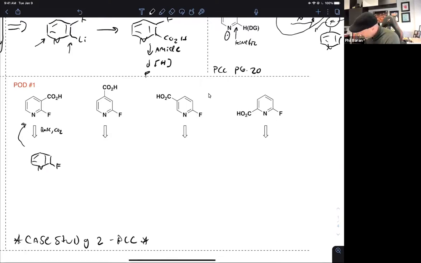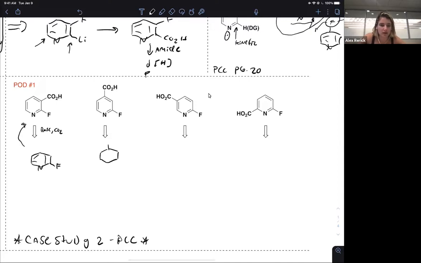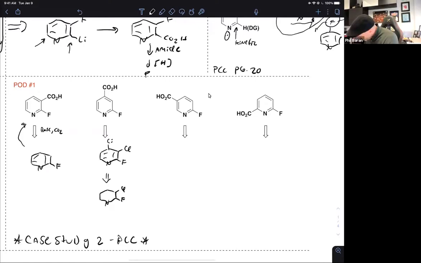All right, good, good. Now what do I do about this next one? So that one, I guess if you can block the 3 position, throw a chlorine on there, and then you can do your directed lithiation and then you can get rid of that chlorine. And you already taught us how to make the chloro. Mm-hmm. Brilliant. Now what? How do I make this one?